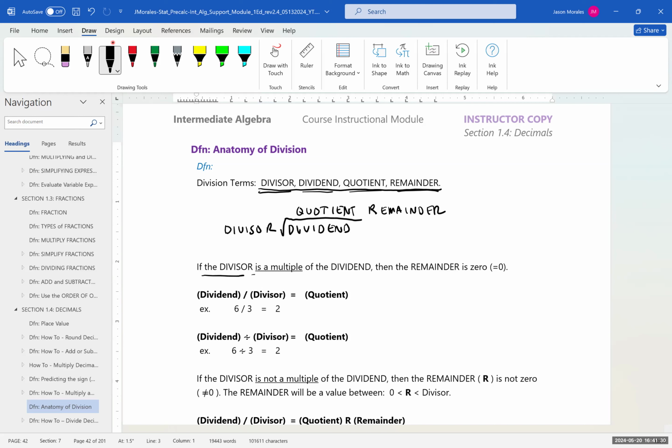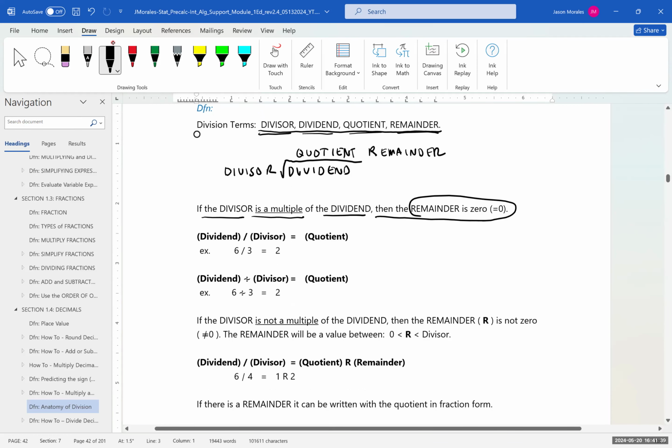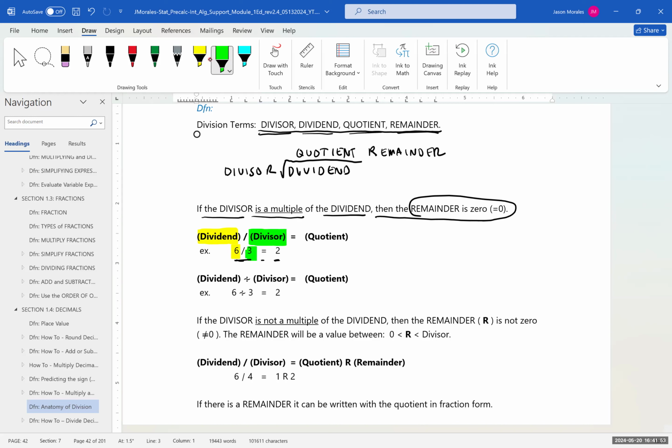If the divisor is a multiple of the dividend, then the remainder will be 0. So let's look at an example of this. If we have 6 divided by 3, and that's equal to 2, the dividend is 6, and it's being divided by the divisor, and the result that we get is the quotient. So 6 divided by 3 is equal to 2.